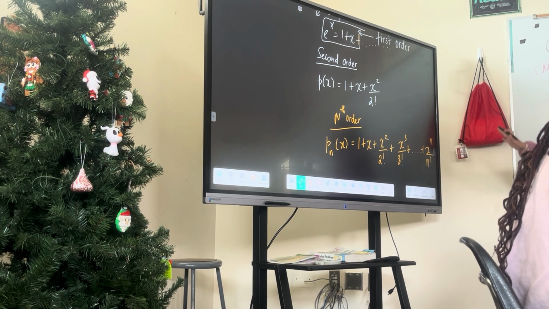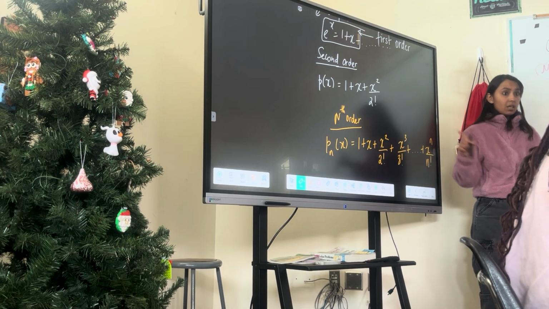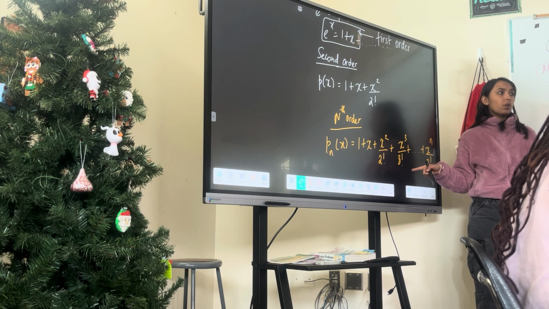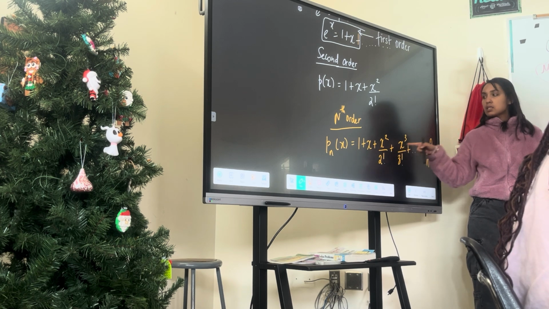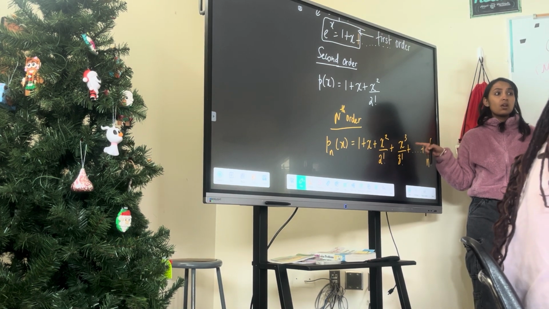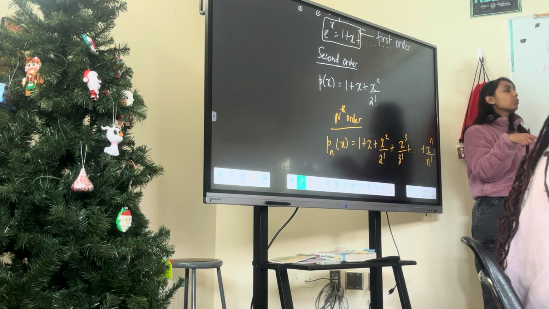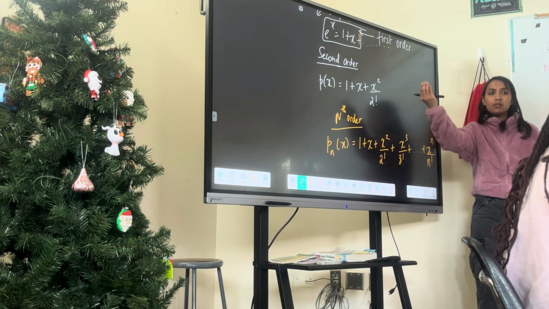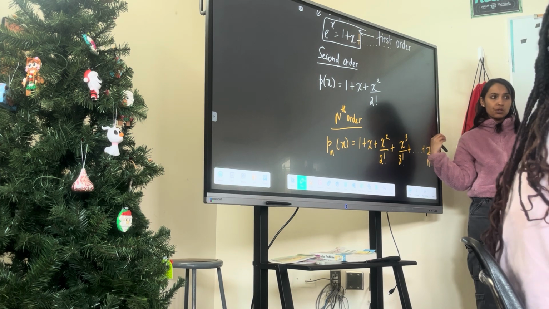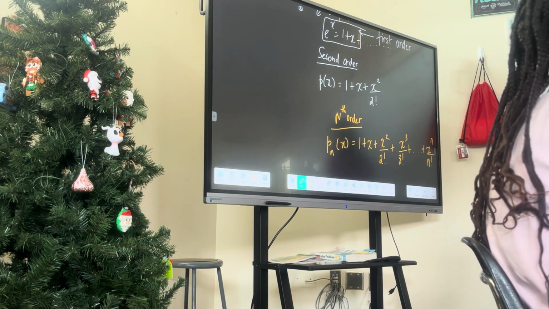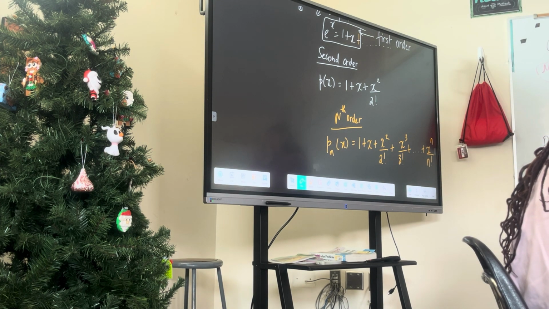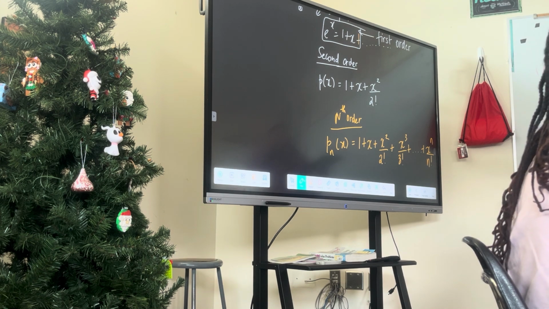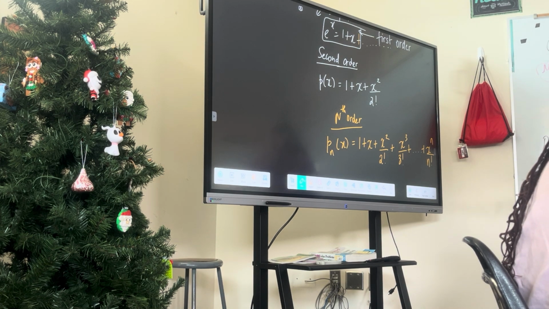This is very specific to the function that you're working with. This is for e to the x. For cosine of x, it will be different because the derivatives are different for cosine. The derivatives are different for sine. The derivatives are different for the square root function. Okay, this is only for e to the x. I'm just showing an example for e to the x.